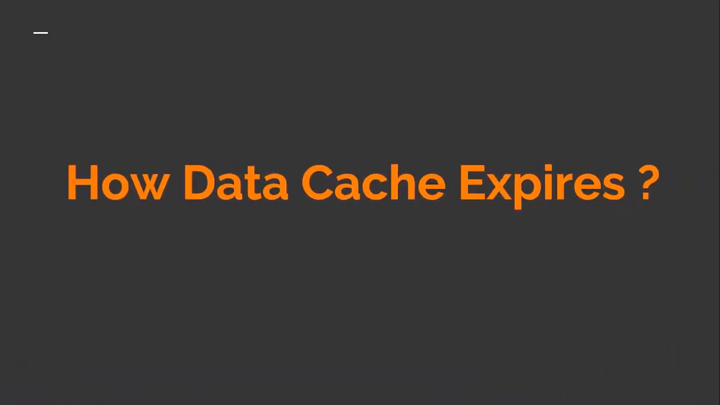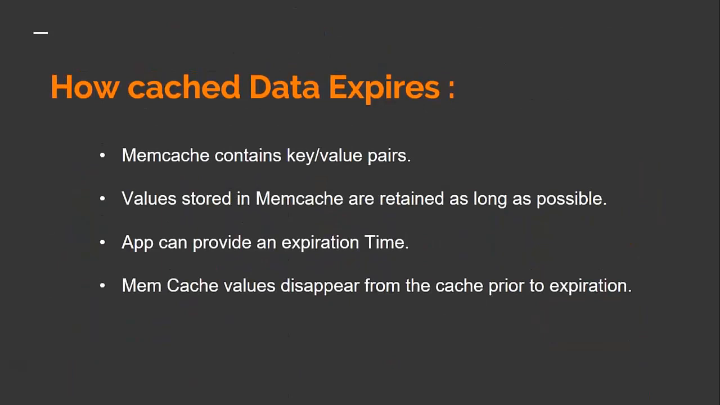Here we are going to talk about how your cache data expires. As we know, your Memcache contains key-value pairs, and these pairs in memory can change at any time as items are written to or retrieved from the cache. By default, the values which you store in Memcache are retained as long as possible, and values can be evicted from the cache when a new value is added and the cache is low on memory. You can call it a kind of FIFO, where generally the first data which you have stored will mostly be taken out, while data which you are not using frequently can be removed and the new data will be stored here.